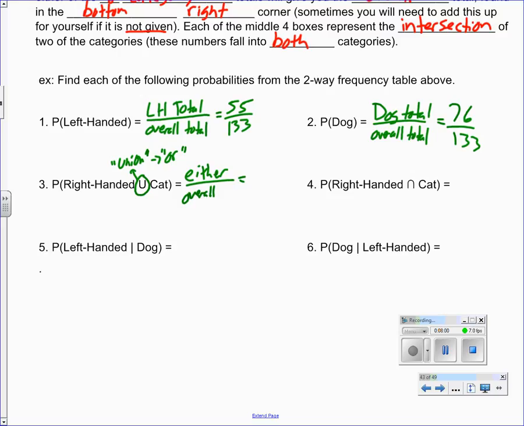So I'm going to add up that 55, 23, and 34 out of 133, our overall total. So we'll add that up. 55, 23, and 34. 5 and 3 is 8, 4 makes 12, 1 and 5 is 6, 2 is 8, and 3 makes 11. So we have 112 out of 133.